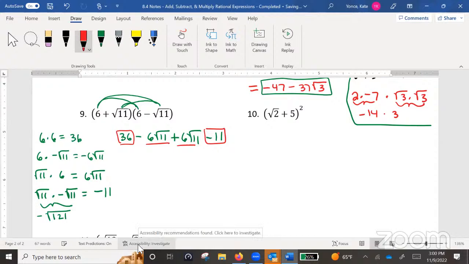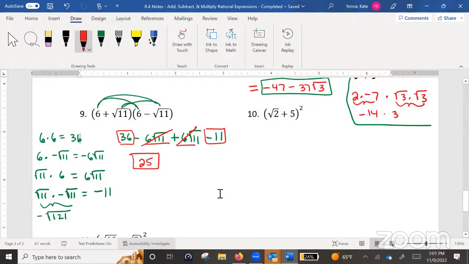36 minus 11. 25. What happens to our middle terms? They cancel because one's negative, one's positive, right? And here's something you'll get to know. Conjugates with radicals always FOIL all the way down to just one number. Conjugates always FOIL down to one number when there's radicals, because a radical times itself, the radical's gone. Middle terms cancel out. Those are the ones that still have the radical, and they'll always cancel out.